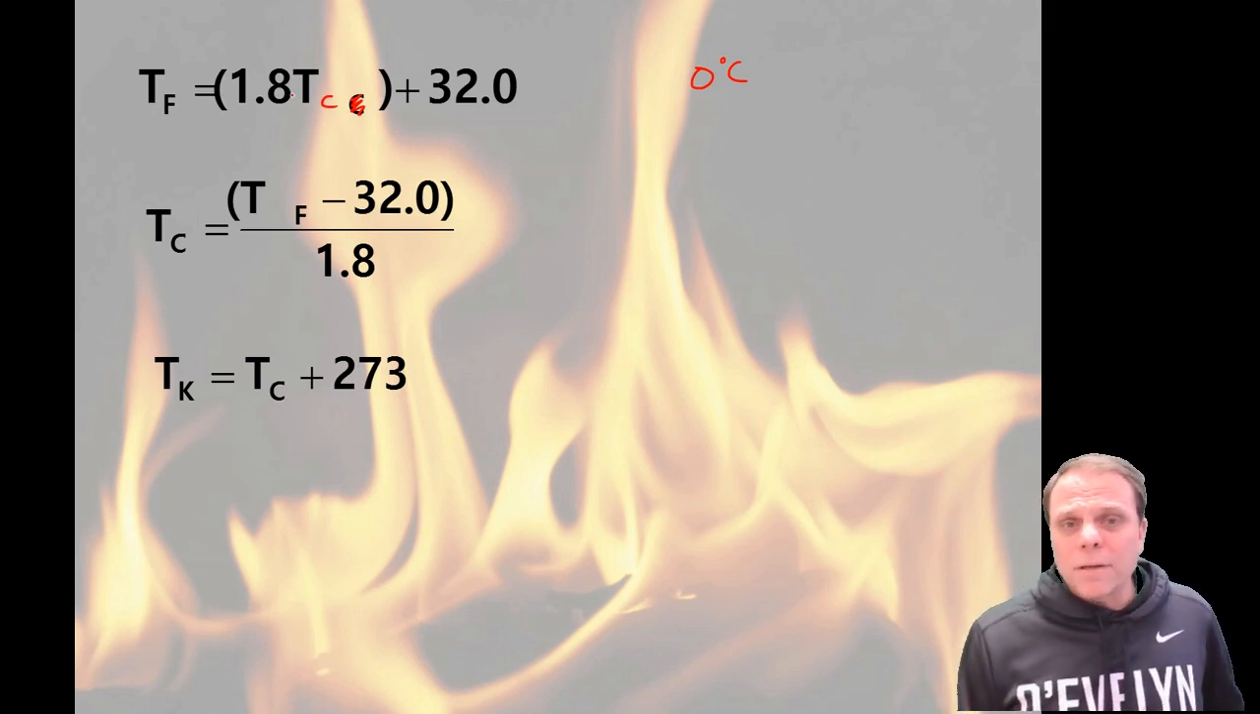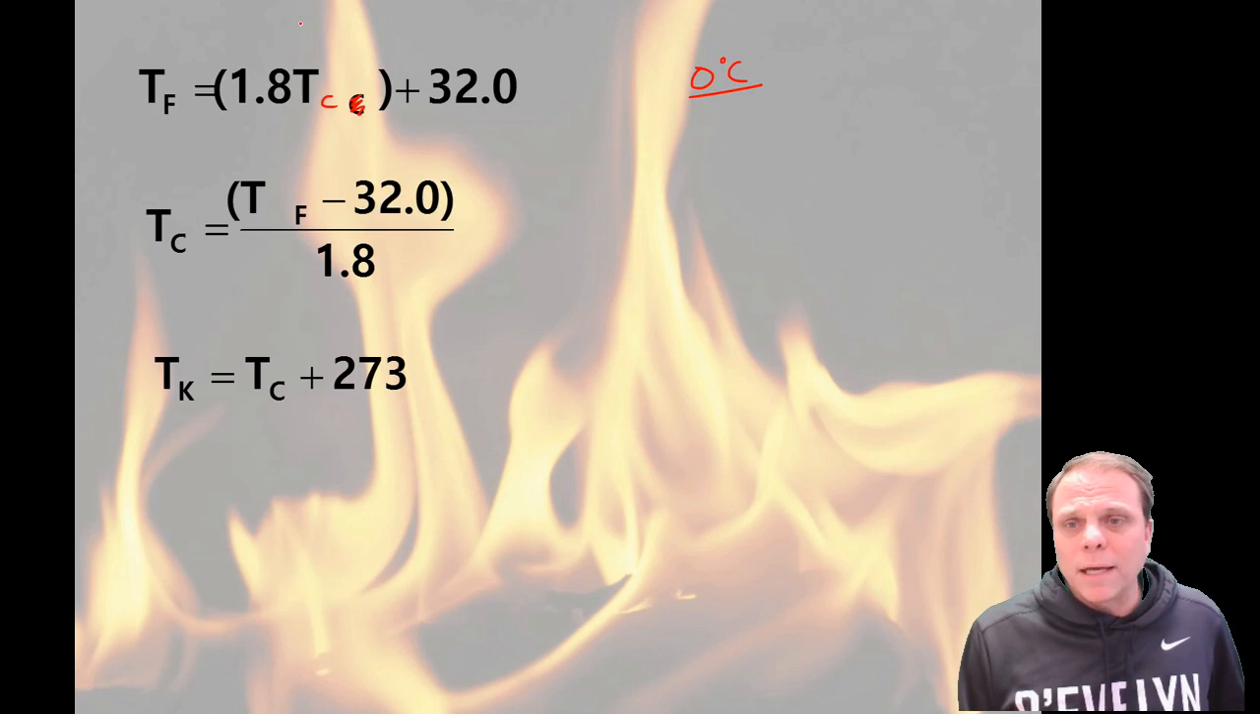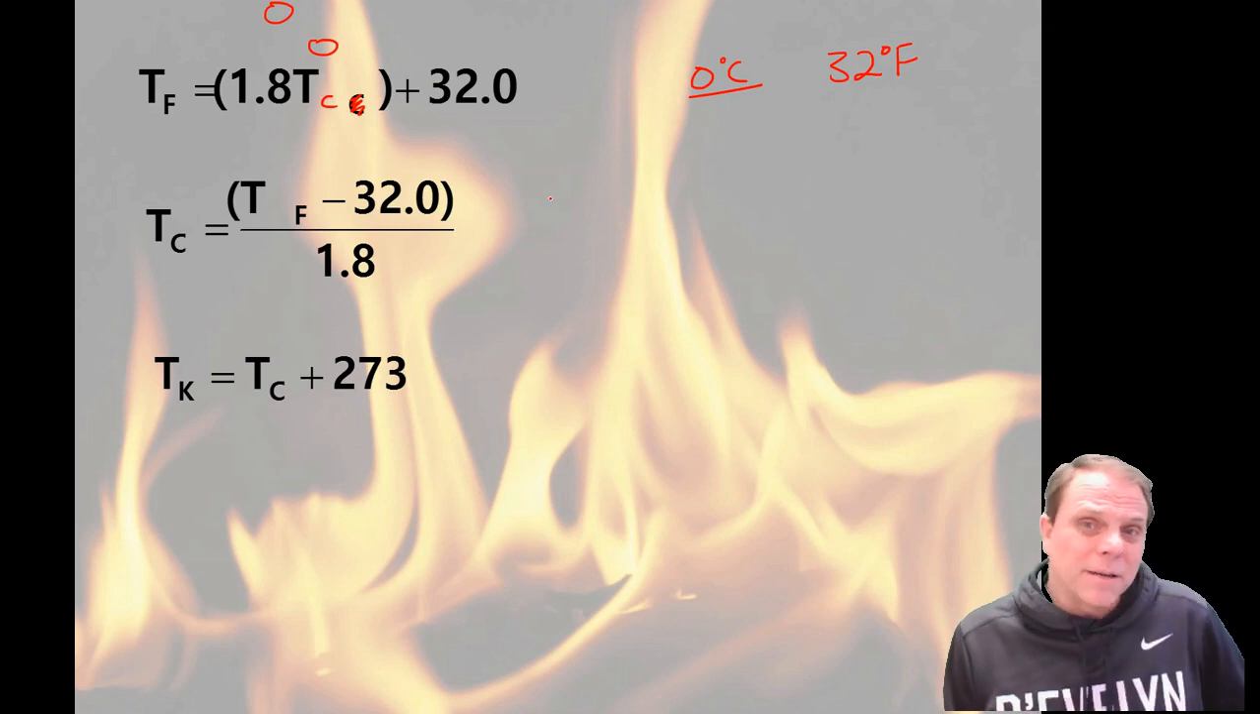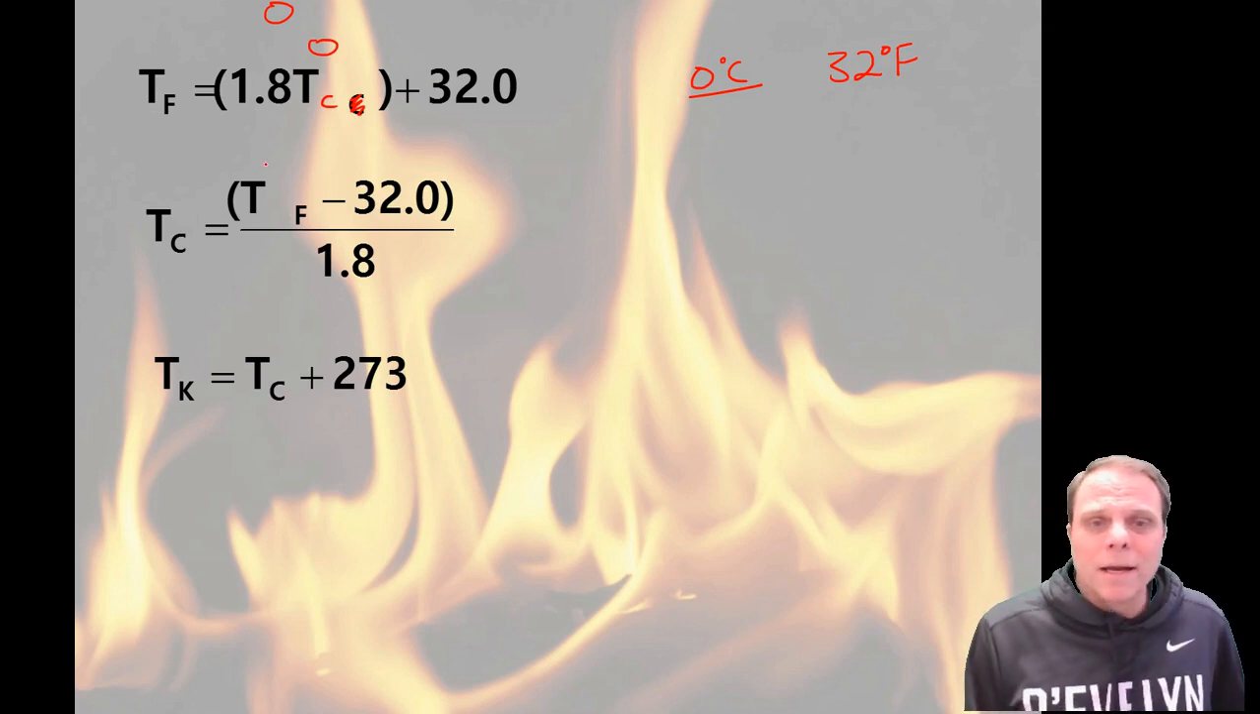If I multiply that 1.8 times 0 degrees Celsius, then that whole thing is going to be a 0, right? And then I add 32 to it. Now you guys have probably learned before that 32 degrees Fahrenheit is equal to 0 Celsius. Okay, now let's look at this one.